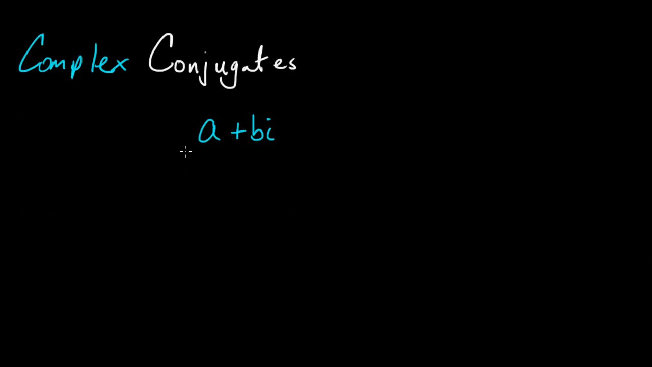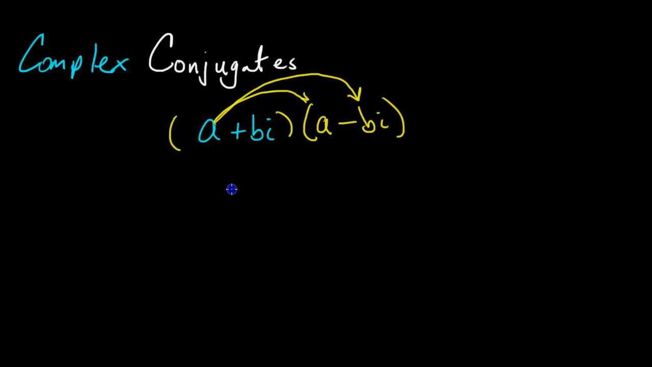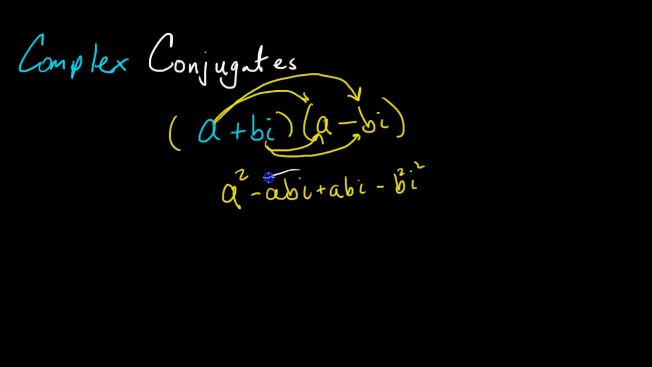What happens when we use complex numbers and multiply by their conjugates? Something interesting, actually. When I go to distribute the complex numbers, a neat thing occurs. We're going to use the same strategy. a times a is a squared, a times a negative bi is a negative abi, and then bi times a, and bi times a negative bi, so that will be a positive abi, and then a negative b squared i squared. Now, our middle terms here are like terms, and they do cancel out.